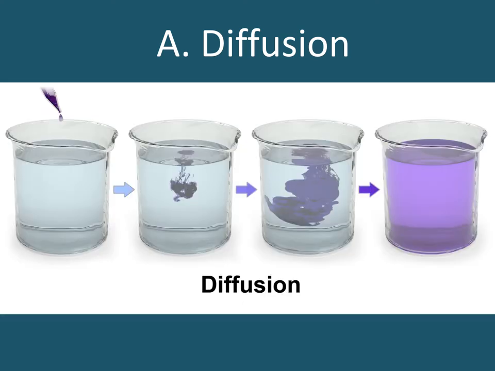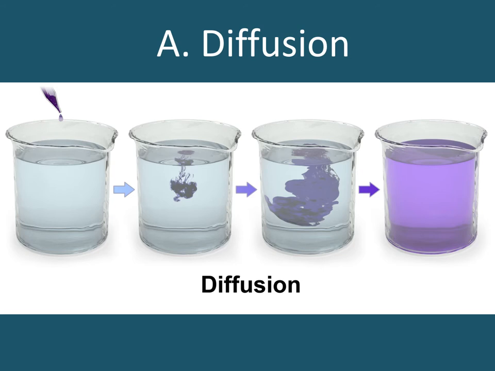This diagram shows an example of diffusion. Purple dye is dropped in a beaker of water. The dye starts out concentrated in one area. The molecules of dye move away from each other and eventually distribute evenly throughout the water.